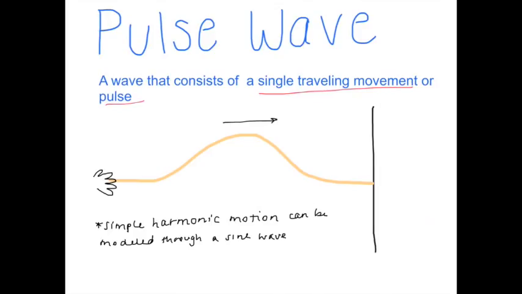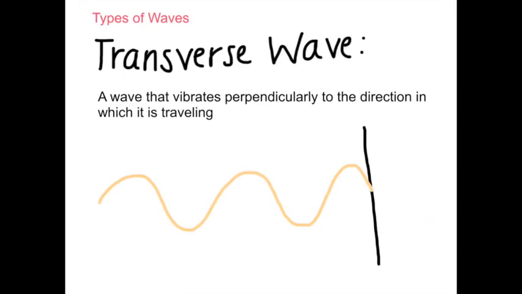This produces simple harmonic motion, like we've discussed in the past, that can be modeled through a sine wave if we were to study this further and do calculations. Let's take a look at some types of pulse waves. The first type of wave that we're going to be studying is a transverse wave. This is a wave that vibrates perpendicularly to the direction in which it's traveling.